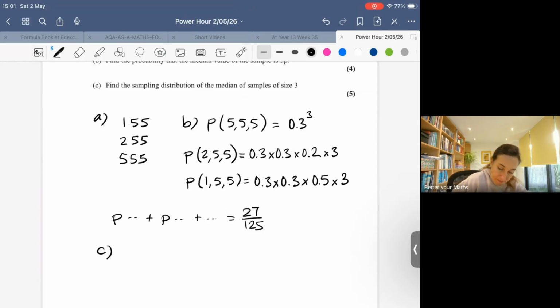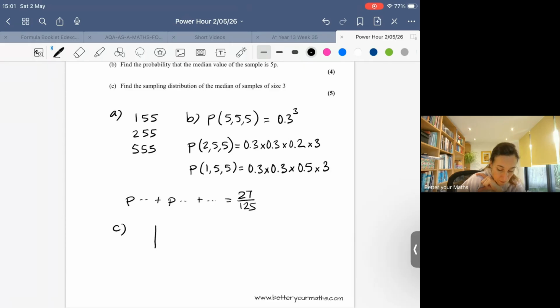And the last bit, it says, find the sampling distribution of the median of samples of size 5. So they are asking you for the table. Remember, we have done that table before, where in the top row I'm going to have my options for the median, and then in the bottom I'm going to have the probability that the median is wherever that is. What can be my median with these numbers? It can be 1, 2, or 5, and I need the probability of those.